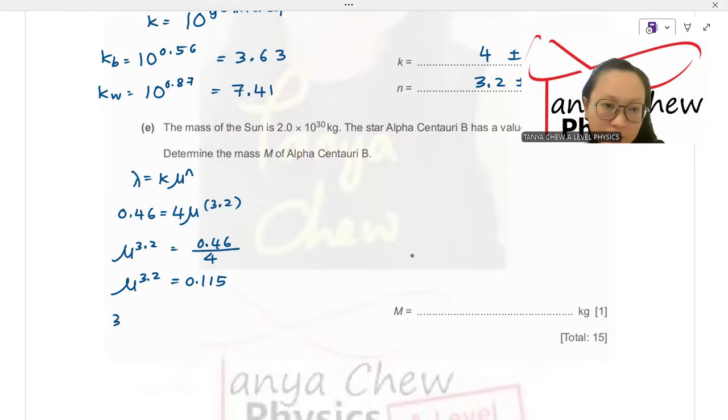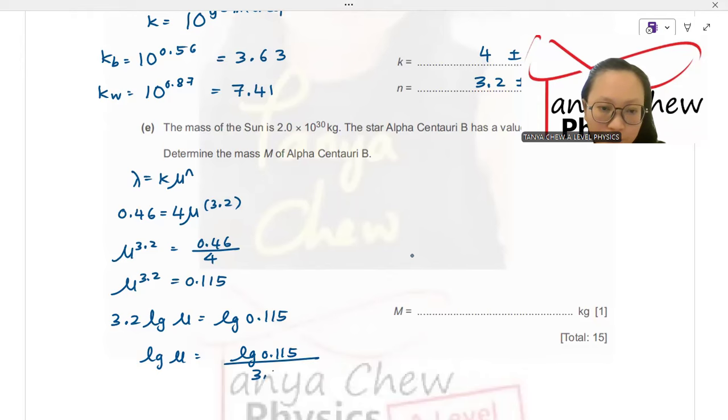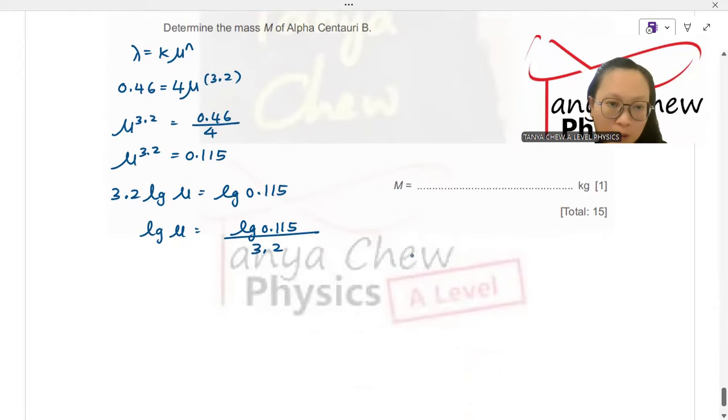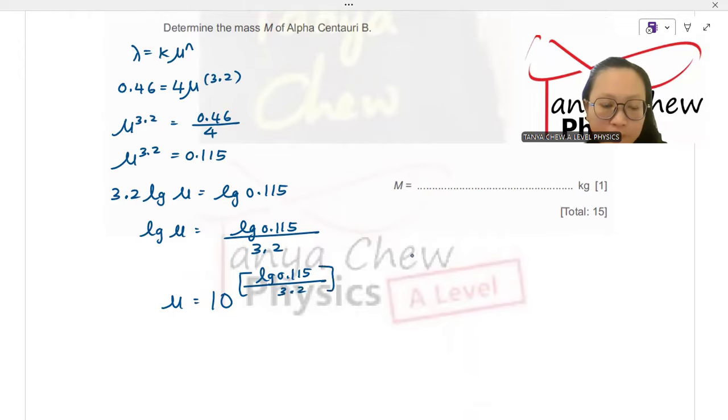So I'm going to log that. 3.2 log mu is equal to log 0.115. Now, I get a value of log mu first. Log mu is equal to log 0.115 divided by 3.2. So, mu is equal to 10 to the power of log 0.115 over 3.2. And get a value of your mu, I put it in terms of 4 decimal points.